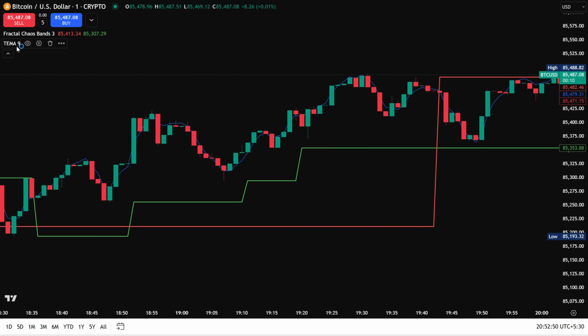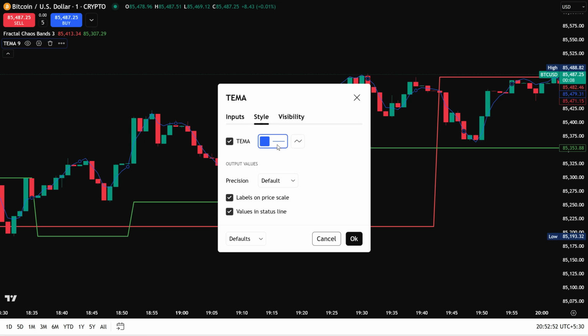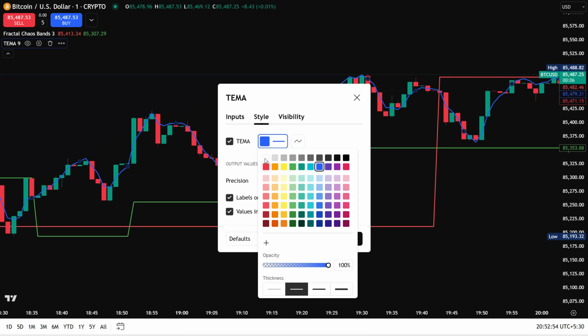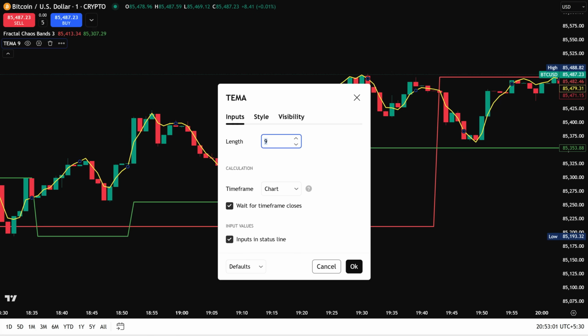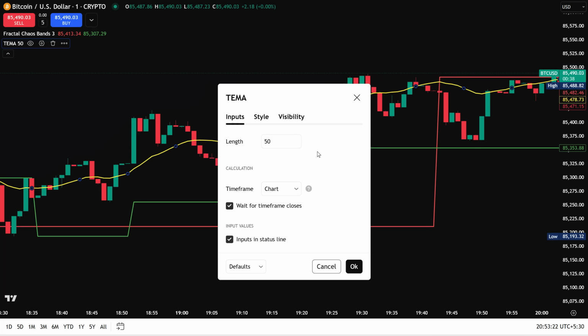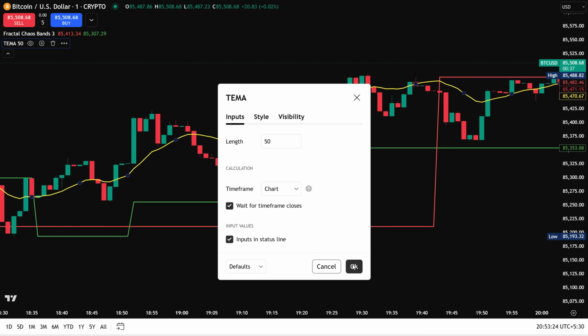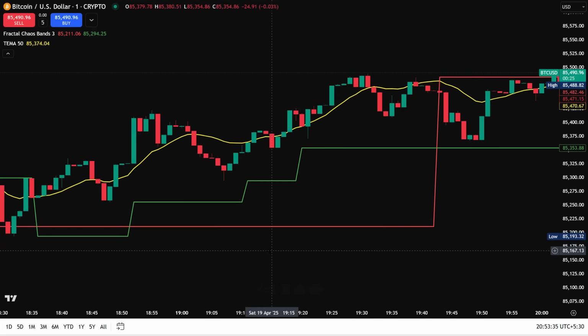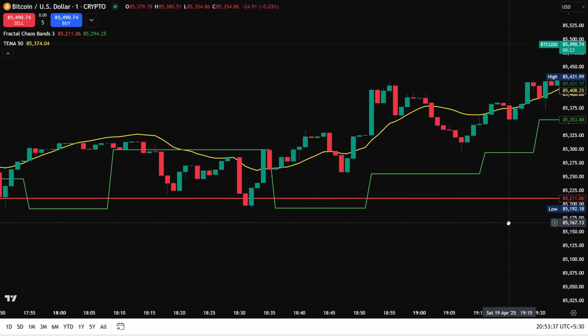Next up, let's customize TEMA. That's the triple exponential moving average. A little tweaking here will help make it stand out clearly on your chart so it's easy to track the trend. Now, go to the Inputs tab and set the length to 50. This gives us a smoother, more reliable trend line that reacts just right. Not too fast, not too slow. It helps filter out the noise and gives us a clearer picture of the overall market direction. Once that's done, we're all set to use it as a strong trend confirmation tool in our strategy.